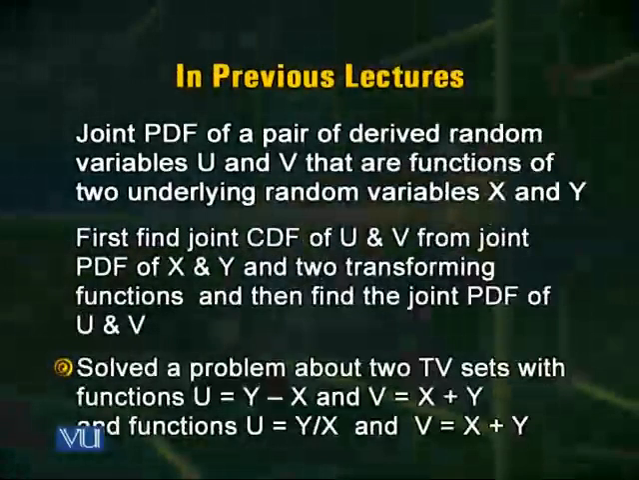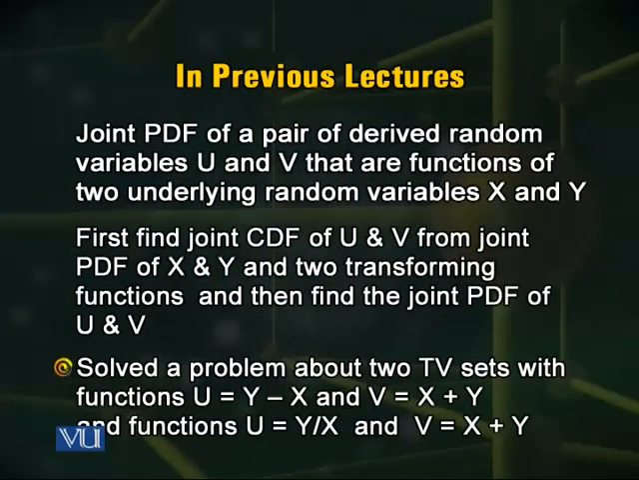We analyzed the problem of two television sets manufactured by two different manufacturers, and we modeled their service times with random variables X and Y. These are our underlying random variables, and from them we defined two derived random variables U and V, where U was, in the first example, the difference of the two service times, and in the second example the ratio of the two service times, and V, the other derived random variable in both examples, was the sum of the two service times.